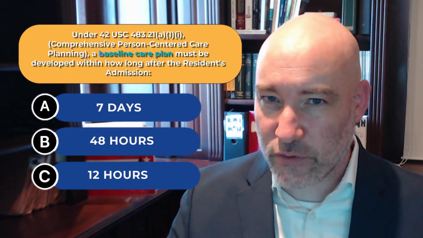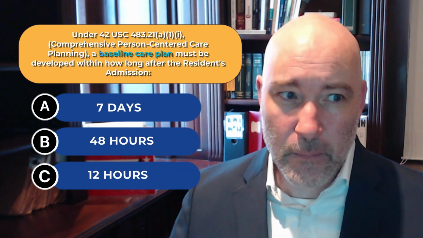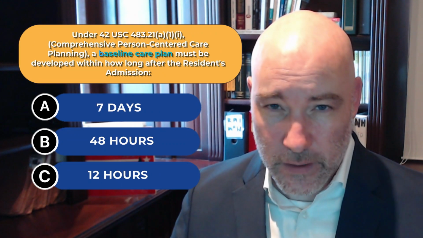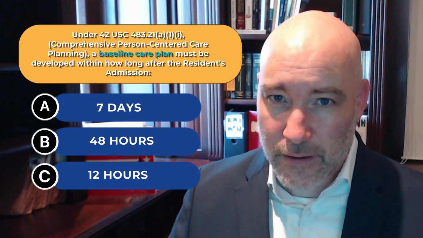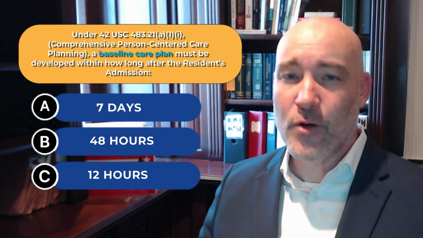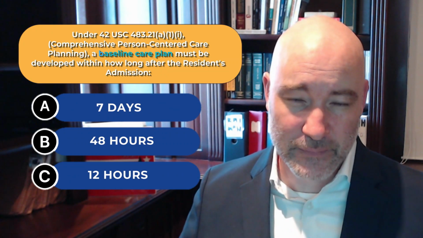And we're talking about, again, 483.21, that being the section of the regulations dealing with care planning. But specifically, we're talking about the baseline care plan for this question. Under 42 USC 483.21(a)(1)(i), a baseline care plan must be developed within how long after a resident is admitted to a nursing home? A, 7 days, B, 48 hours, or C, 12 hours? How long does a nursing home have to develop a baseline care plan after a resident is admitted?